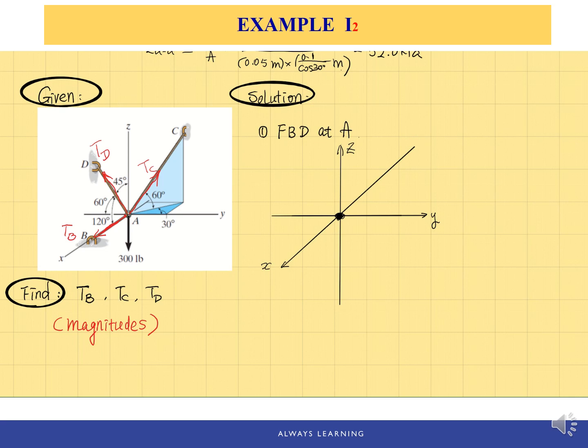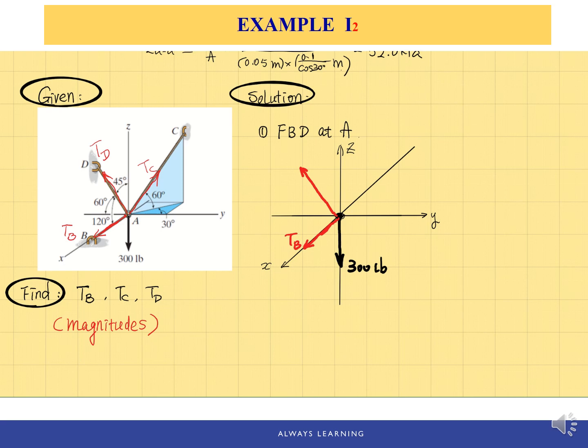After that, we're going to isolate this particle from all of its surroundings, which means we're going to remove all of the cables. We have three cables contacting point A, AB, AD, and AC, but we remove all of them and only put the forces exerted by these cables at point A. The first one is the 300-pound force pulling in the negative Z direction. TB is directed along the positive X direction. So this is TB.